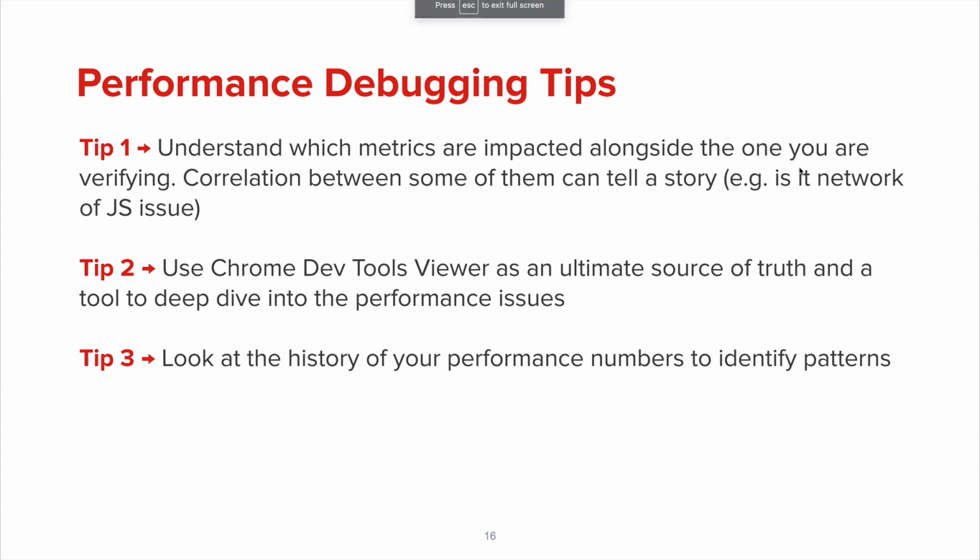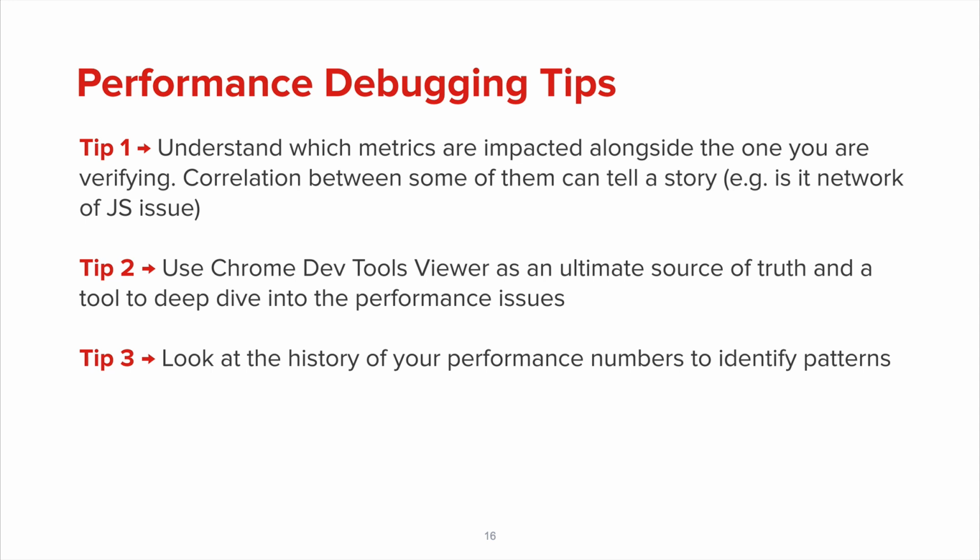There are a few tips when it comes to debugging performance issues in general. It's very important to understand which metrics are impacted alongside the ones you're verifying. In many cases, you only care about one or two metrics, but other metrics related to that individual event might tell you a better story. For example, correlation between some of the events can point towards a JavaScript problem or a networking problem. If time to first byte is going up, that's probably pointing towards a networking problem. However, if time to interactive is increasing but everything else is staying the same, that means it's a JavaScript problem.